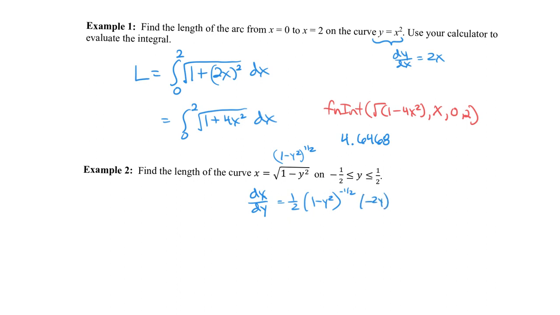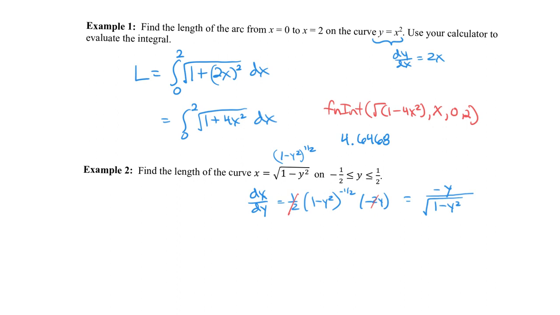Okay, and then from here we can see that we can cancel the 1/2 with the 2, and we end up with, let's see, negative y, and in the bottom, 1 minus y squared. The negative 1/2, I'm going to make it positive 1/2 and just put it down here. So that is our derivative.